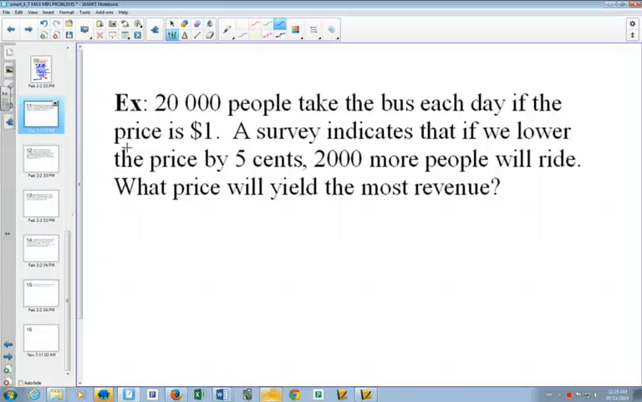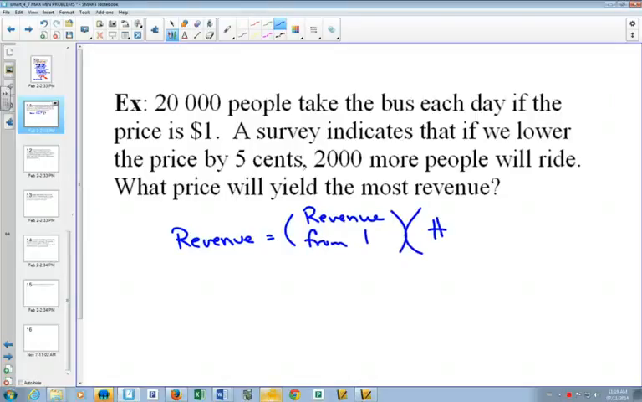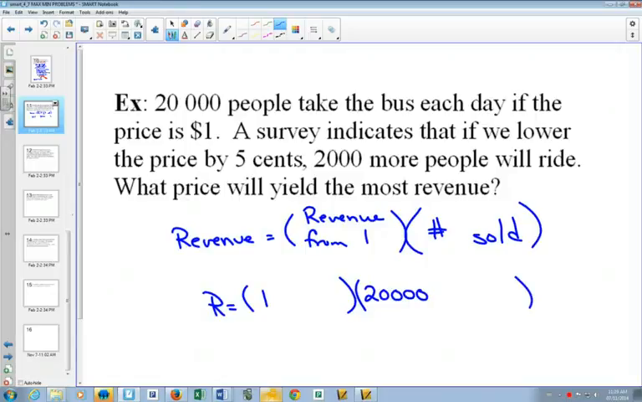So we want to find the most revenue, right? Revenue would be how much revenue we would get from one of them times the number that are sold, the number of bus tickets sold. Well, they start off at $1, and at $1 we have 20,000 people ride. Okay, what's the revenue? Sorry. Revenue is money coming in.